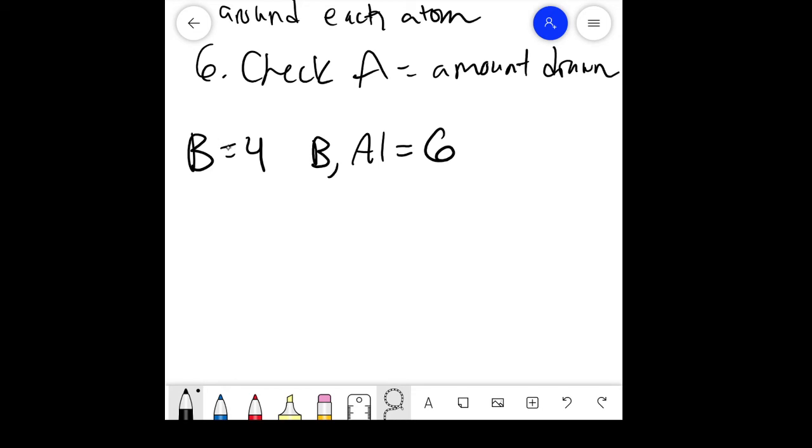I think this is beryllium, not boron. I think beryllium only needs 4. Double check, but I think it's beryllium. I think boron and aluminum only need 6.